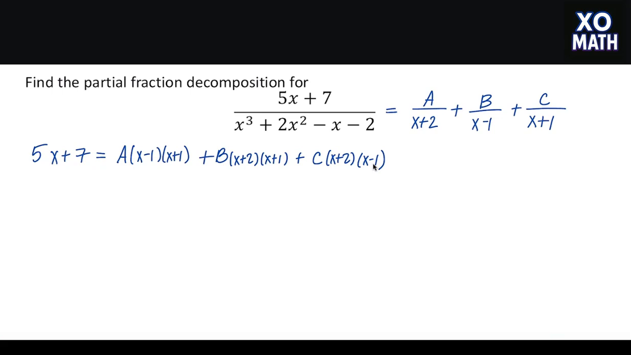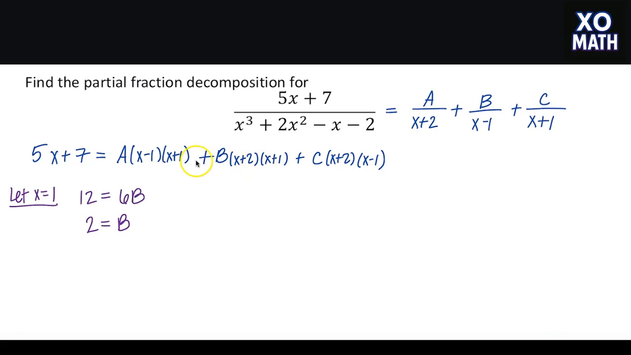So we're going to let x equal 1, and do as much mental math as possible. 5 times 1 plus 7 is 12, equal to, since the first and last terms are gone, 1 plus 2, that's 3, and 1 plus 1, that's 2. 2 times 3 is 6, so we get 6B. Divide both sides by 6, and B is equal to 2.